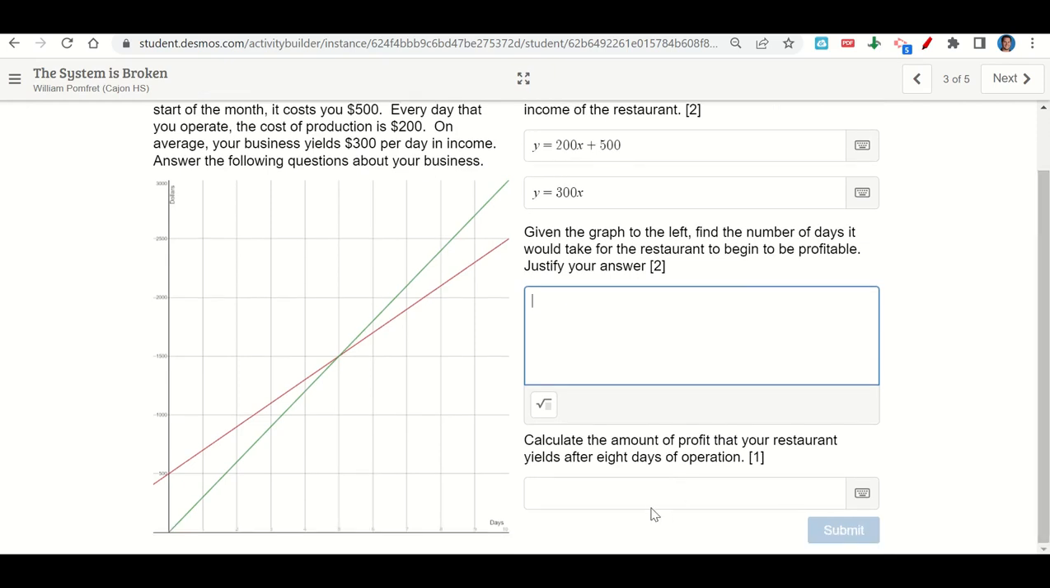Then it says calculate the profit after 8 days. So at 8 days right here, what's the gap between these two? So you'll go ahead and solve plugging 8 in for X for both of these and figure out where that occurs.